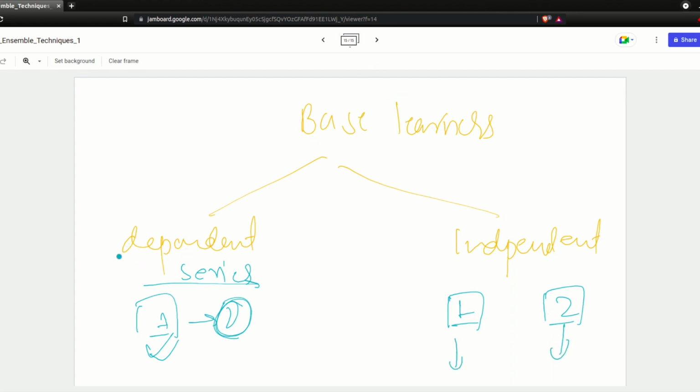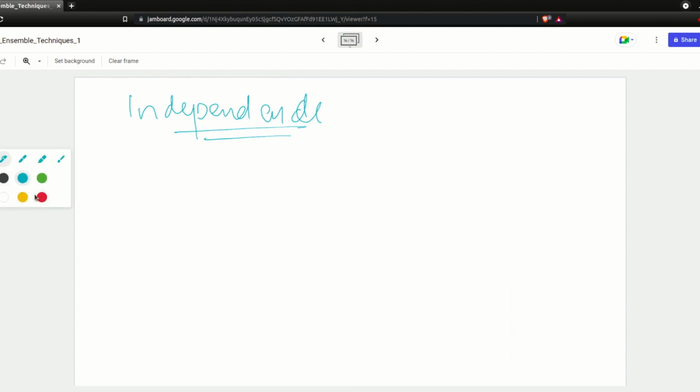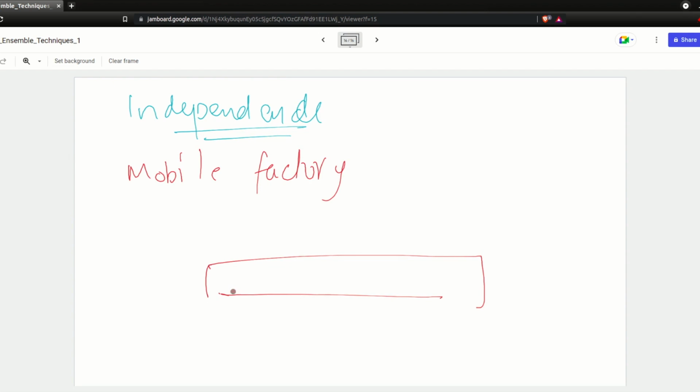A live example of that: the dependent case we have understood. If you don't cut the wood, what will happen? I can't transport it. But consider the example of independence. Let's say you have a mobile factory. There is a conveyor belt which performs various operations and finally gives you a mobile.